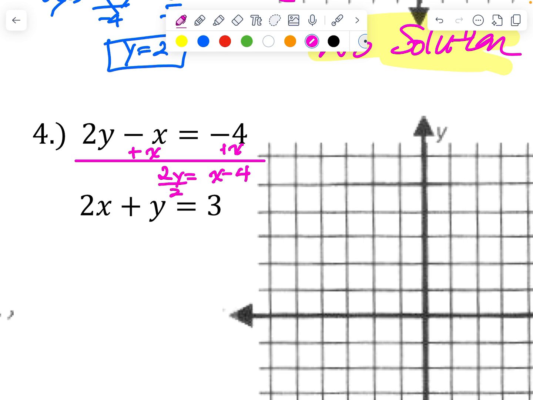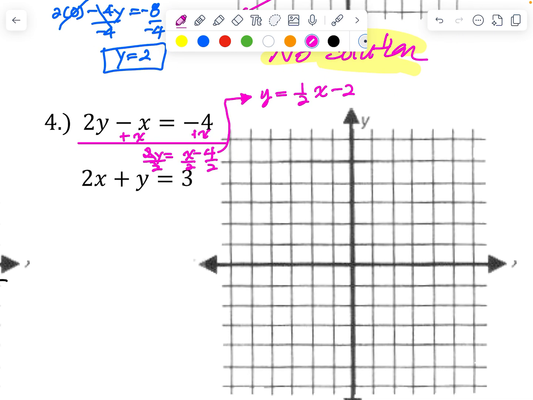Sorry that I'm squishing in work right now. I'm going to write this over here. Divide by 2, and y cancels out the 2, and then y equals 1/2 x minus 2 is my new equation. Okay? And then for my second equation, this should be pretty easy. Subtract 2x on both sides, so I get y equals -2x plus 3.